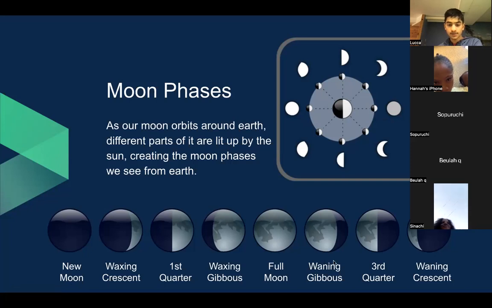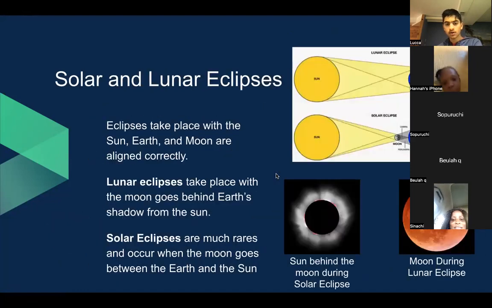As you can see, the names of each phase are listed here down below in this diagram, starting with a new moon, then waxing crescent, first quarter, which is a half moon, waxing gibbous, which is this shape, a full moon, then waning gibbous, third quarter, which is a half moon with the other side, and waning crescent. And we already went over eclipses.